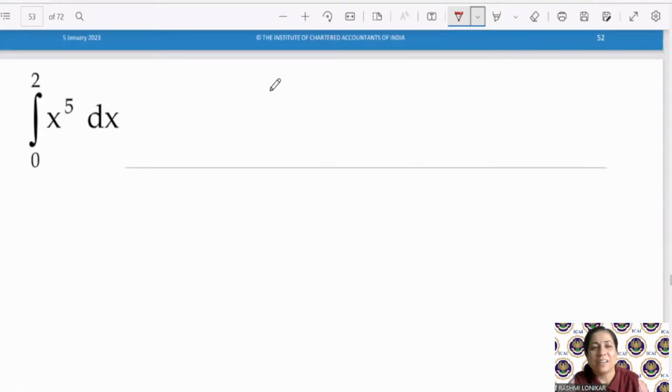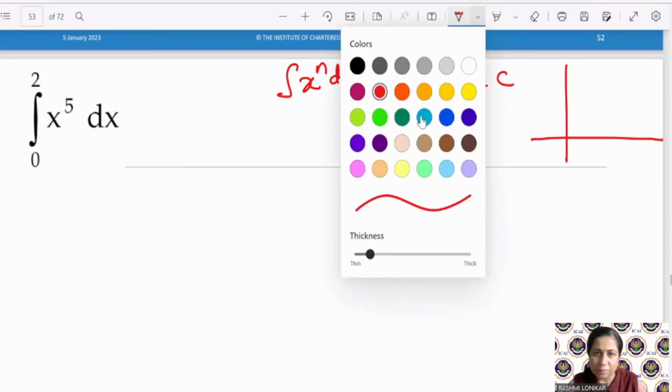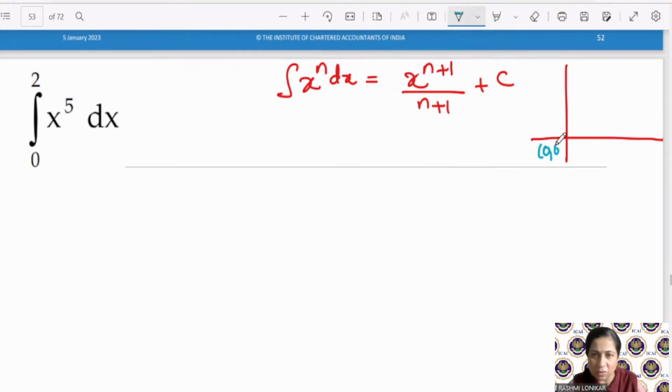Now, this is my simple integration. What is the integration formula? Integral of x raised to n dx is equal to x raised to n plus 1 upon n plus 1 plus c. Okay. But here it is definite integral. So on the number line, this is going to be 0. And what is the value of x? From 0 to 2. So suppose this is 1 and this is 2. So my integration is only going to be between this limit. Okay, this limit. So this is equal to how much?